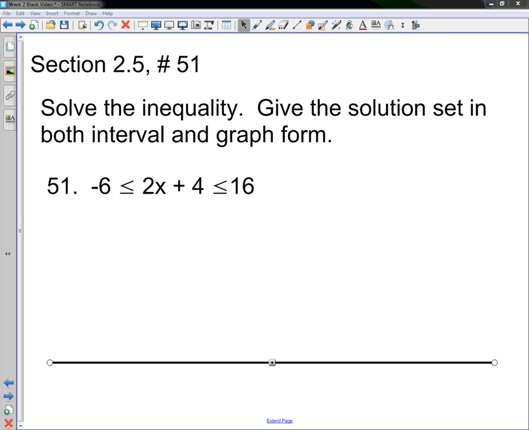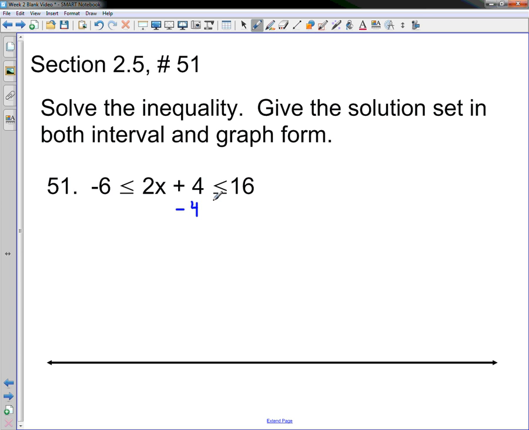It says solve the inequality, give the solution set in both interval and graph form. Okay, so let's look at what we're dealing with here. We have an inequality where we have a compound inequality. There's two of them going on. So when we go ahead and solve for x, we're trying to get x by itself. We're going to still do the same rules.